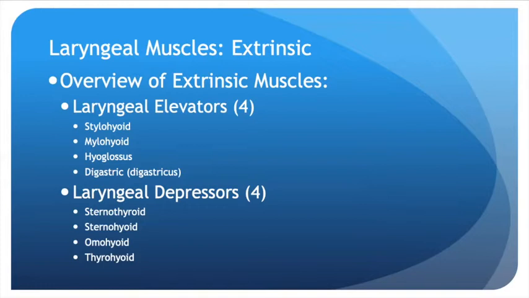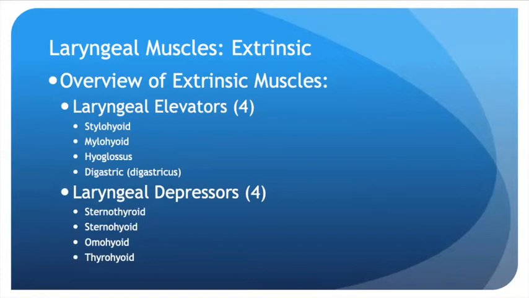Functionally, we have elevators, which raise the larynx, and depressors, which lower the larynx. So elevators include muscles like the stylohyoid, the mylohyoid, the hyoglossus, and the digastric. And then the depressors include muscles like the sternothyroid, the sternohyoid, the omohyoid, and the thyrohyoid.